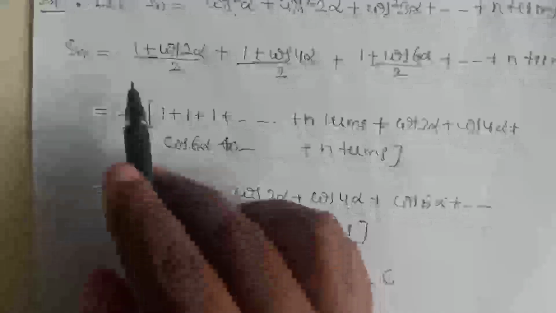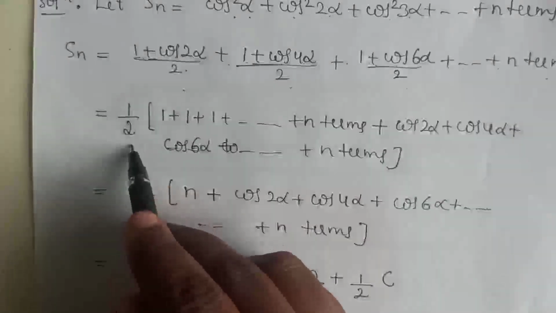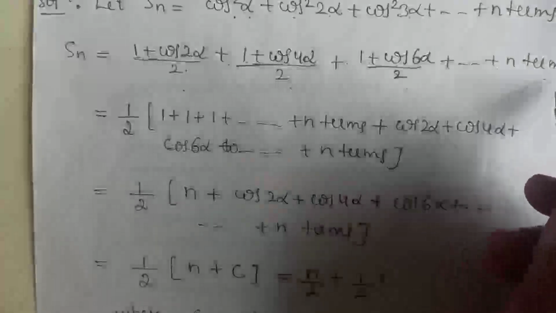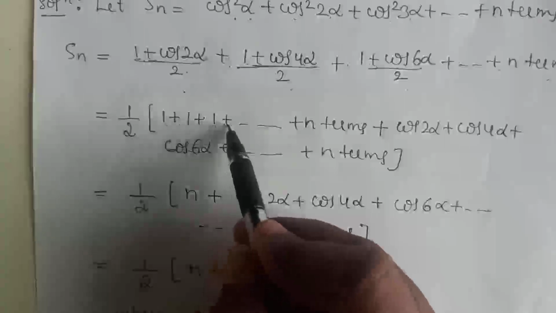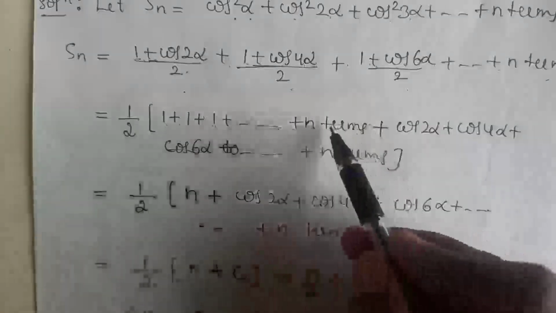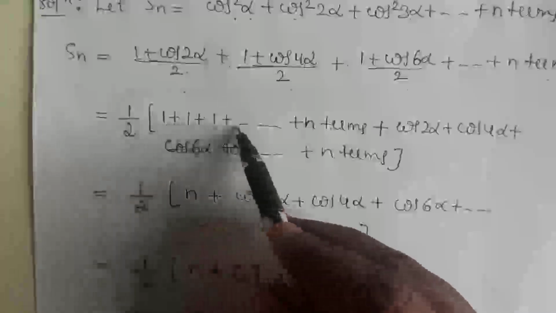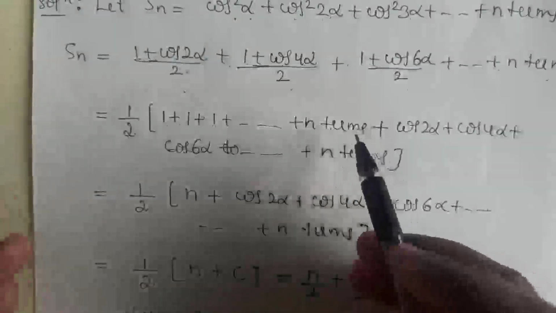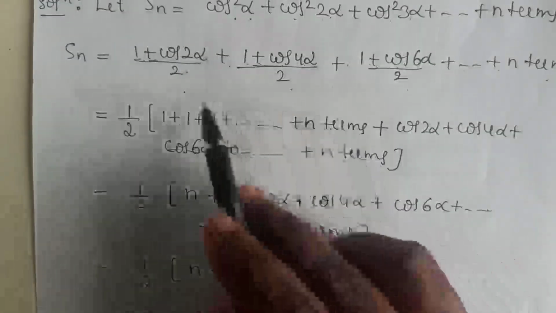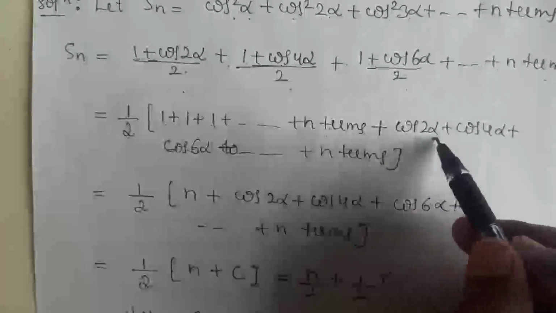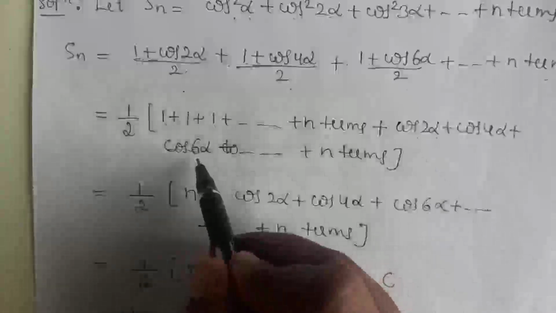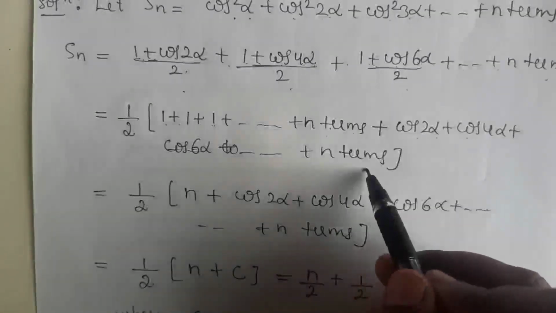Okay, now 1 by 2 is common to all terms, therefore we take 1 by 2 common, and we have many ones, as many as up to n terms. Therefore we separate all the ones on one side, 1 plus 1 plus 1. How many ones do we have? Up to n terms. Therefore we have written 1 plus 1 plus 1 up to n terms. We grouped all the ones on one side. Next, again we group the cos terms on one side, that is plus cos 2 alpha, cos 4 alpha, cos 6 alpha up to n terms. Okay.